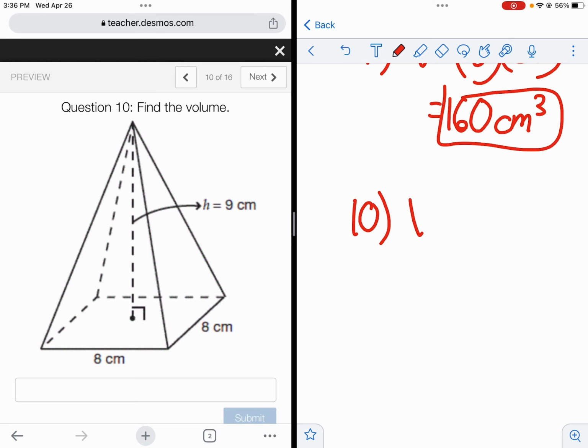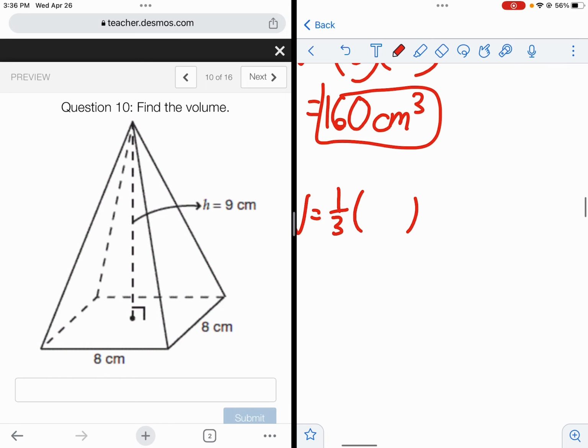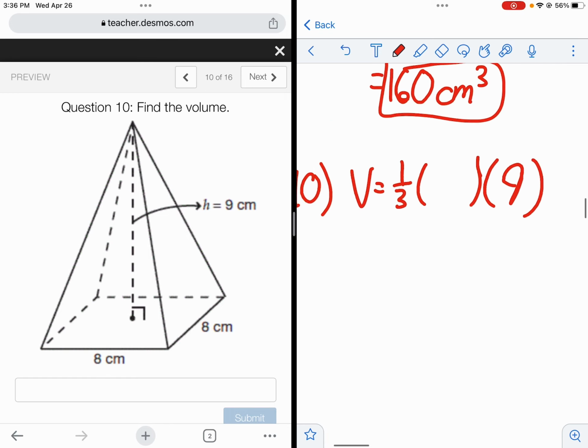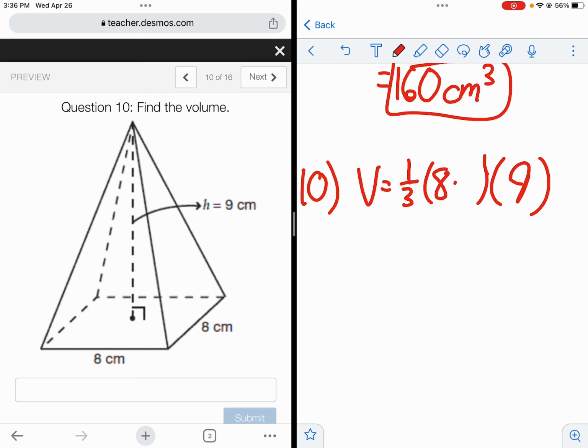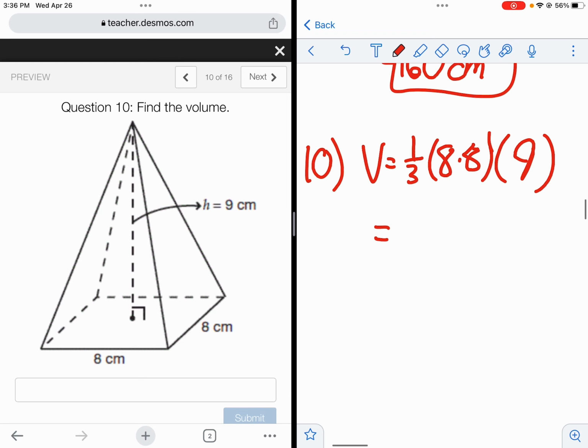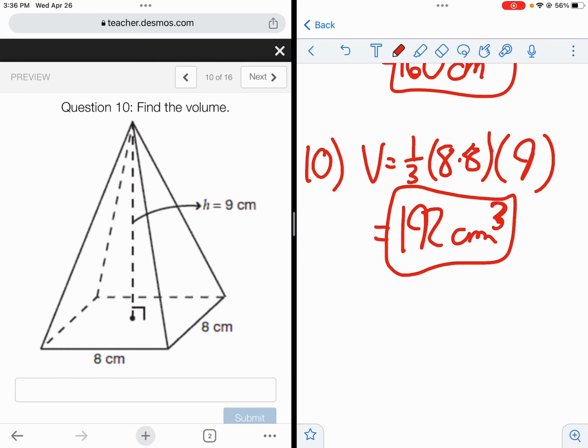Number 10. Find the volume. Volume is equal to 1/3, right, times the area of the base, times the height. The height they gave us is 9. Easy peasy. Area of the base is 8 times 8, because it's a square. Right, just side times side. So 1/3 times 64 gives me 192 centimeters cubed when you multiply all that out. Centimeters cubed.